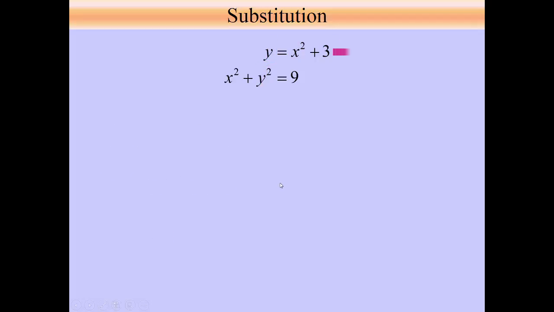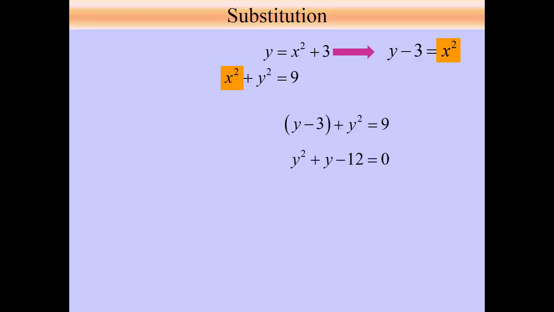Look at this. If we take the top equation and rearrange it some so that we have solved for the x squared instead of the y, we can take the other equation and replace the x squared with y minus 3. And what we have is now a quadratic equation. Put it in standard form, use our quadratic formula.